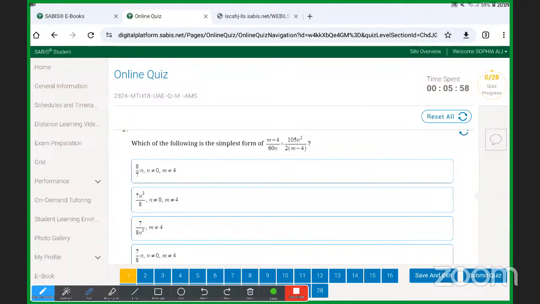Fraction times fraction, the same idea. So I will search for the like terms, the like variables or the like expressions. We have m minus 4 and m minus 4, right? Great. So I will cancel m minus 4 by m minus 4. So instead of m minus 4 here, it will be 1 over 60n times 105 n power 2.